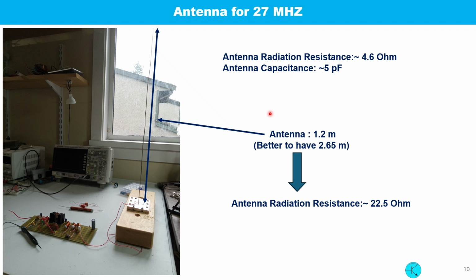For 27 MHz, the ideal vertical length should be 2.65 meter. However, for the test, I used a 1.2 meter long vertical antenna. The impedance is around 4.6 ohm. It has some complex part, plus or minus. I must match this impedance with the amplifier output to ensure efficient power delivery from the amplifier to the antenna.